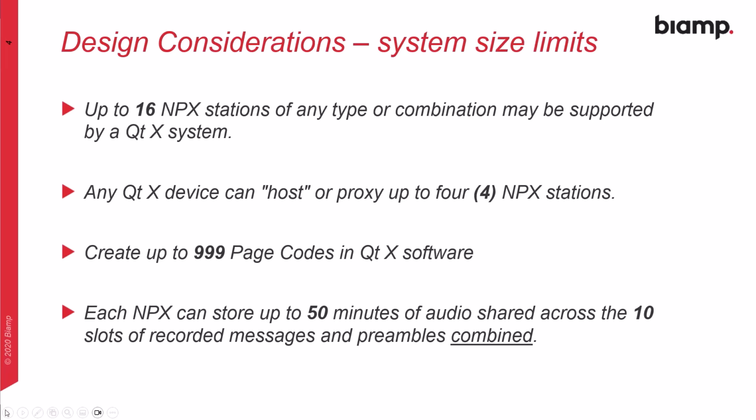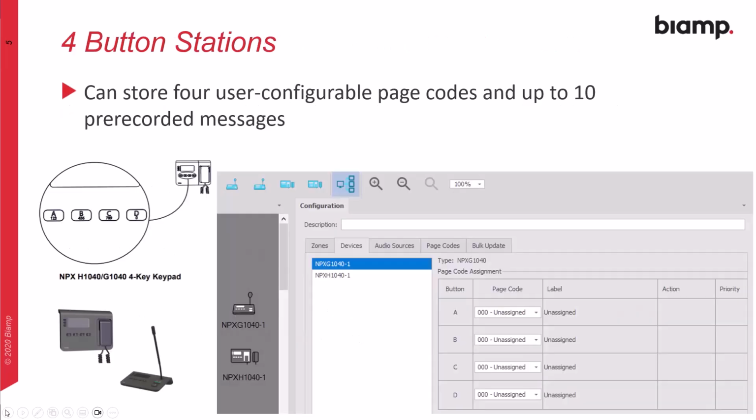On the system size limits, up to 16 NPX stations of any type can be supported by a QTX system. Each QTX controller can host or proxy up to 4 NPX paging stations. So in a situation where 16 paging stations would be required, 4 QTX controllers would be required. You can create up to 999 page codes within the QTX software and deploy those across all the paging stations in this system. Each NPX paging station can store up to 50 minutes of shared audio across the 10 slots.